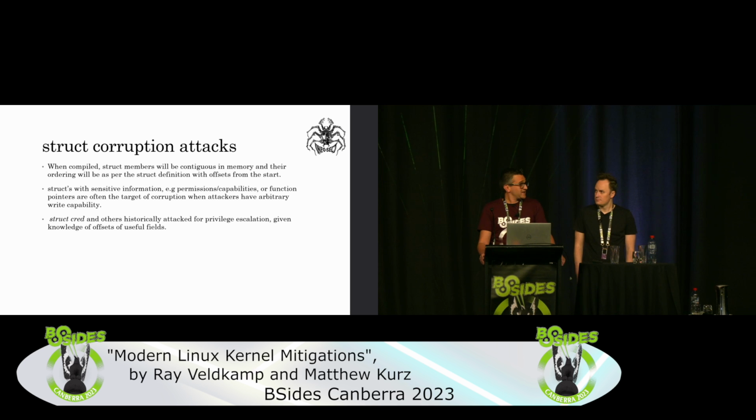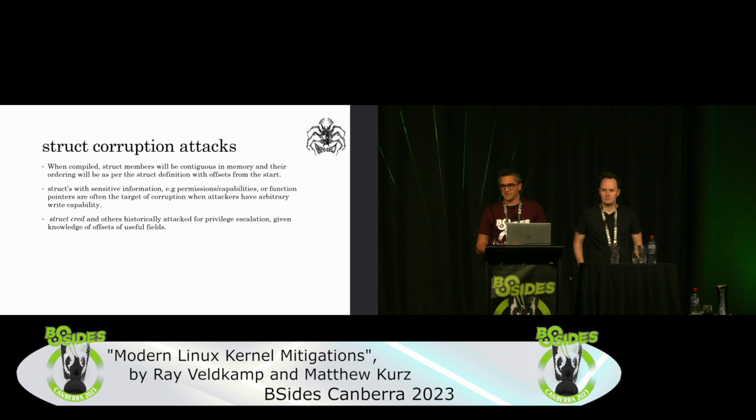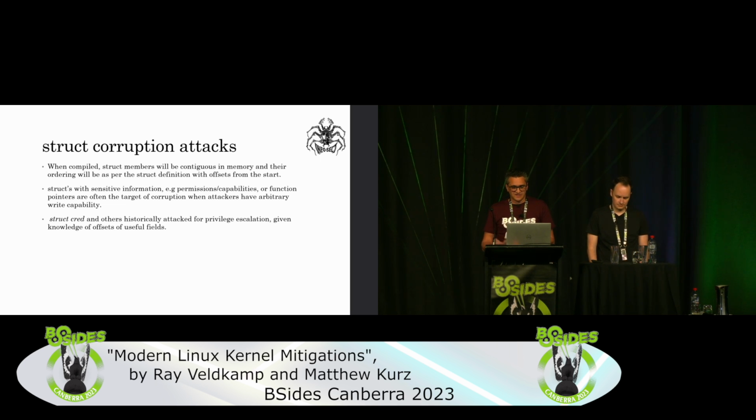I'm going to talk about structs. As in user space, when compiled, a struct with multiple members will be contiguous in memory, and their ordering will be as per how the struct is declared in the source code. The offsets of each of the fields depend on the size of the fields before it.